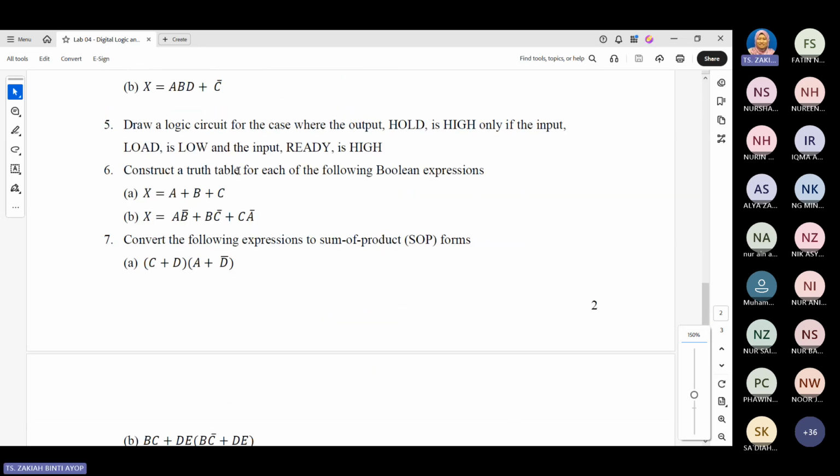Now construct a truth table for each of the following Boolean expressions. Okay. Now we have x is equal to a plus b plus c. This one should be easier. Just determine what are the inputs, and then you draw the circuits. Sorry, you draw the truth table.